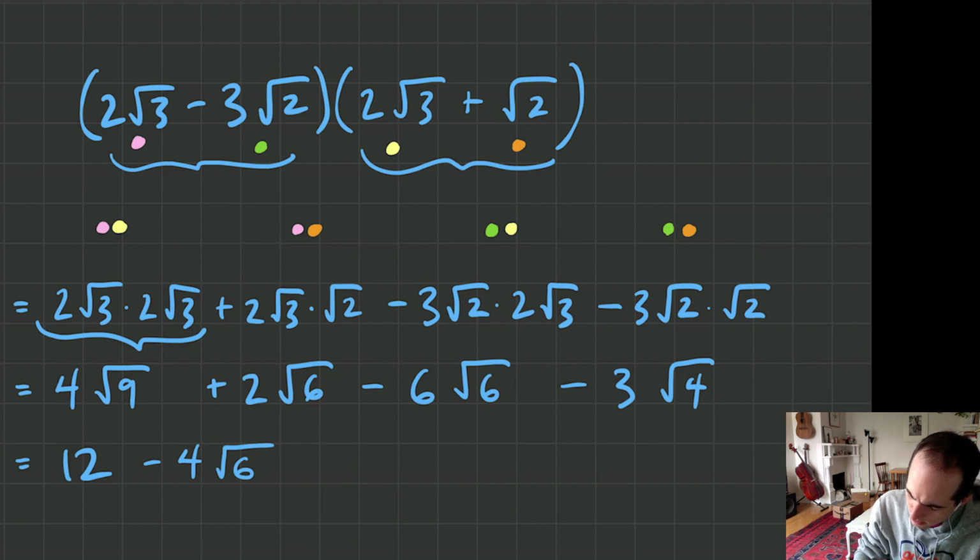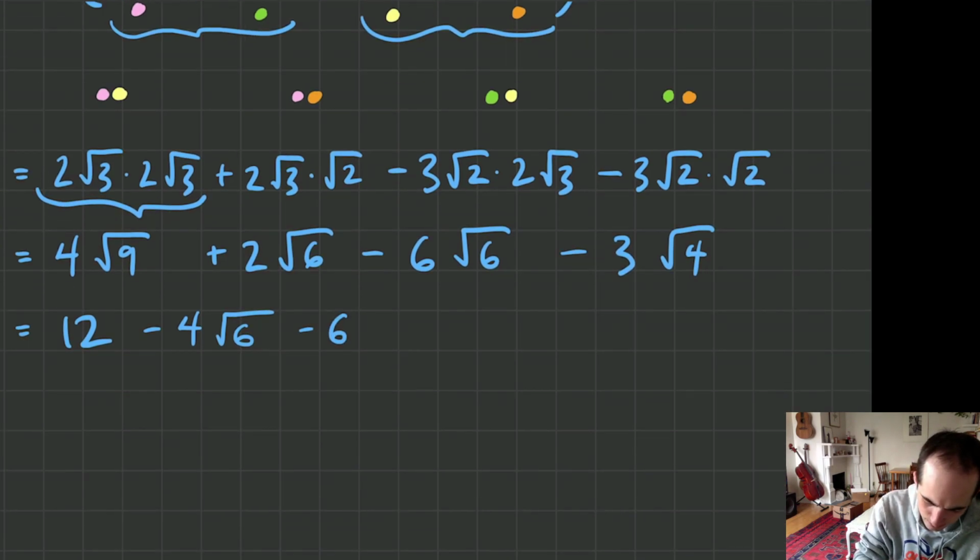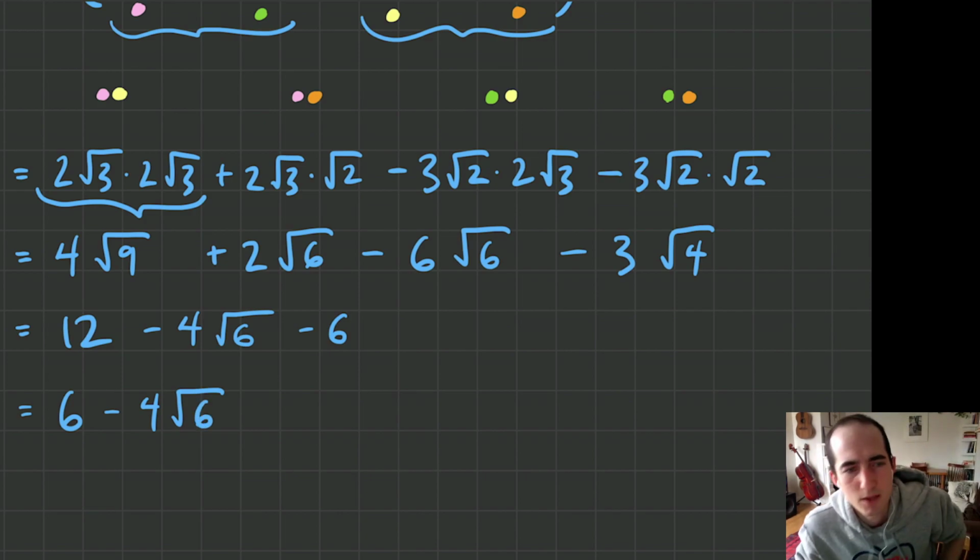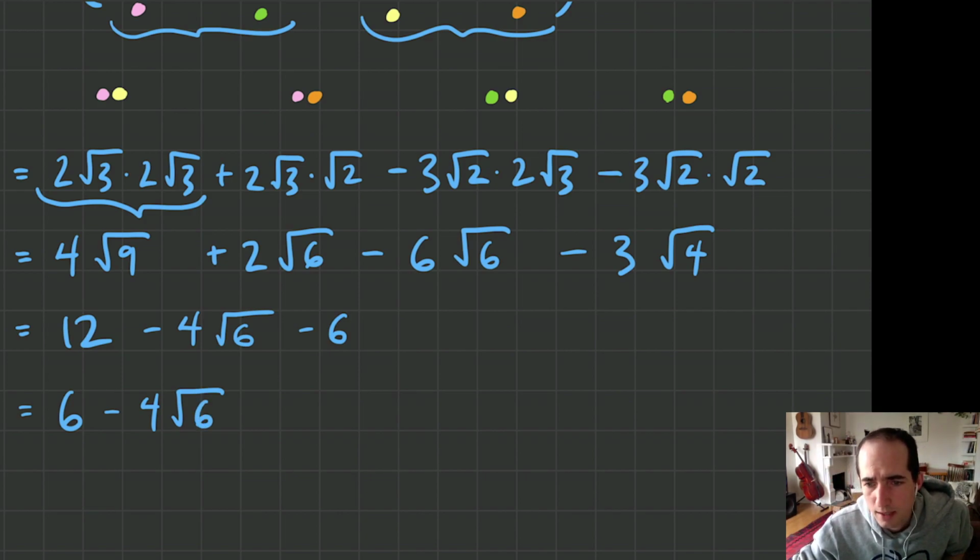That's going to be 3 times 2, which is 6. So I'm going to have minus 6. And finally, I'll clean it up one more time. This is equal to, well, 12 minus 6 is 6. I've got 6 minus 4 root 6. Awesome. That one wasn't too bad.